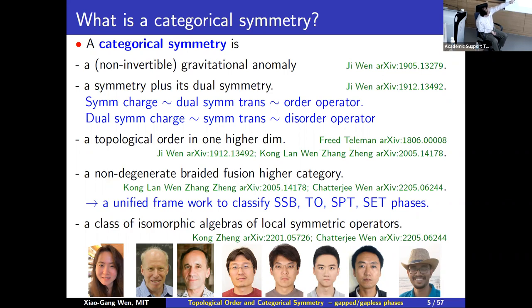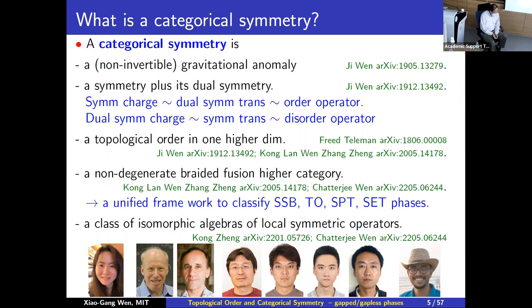Because a gravitational anomaly is a question of topological order in one higher dimension, categorical symmetry actually is a topological order in one higher dimension. I'm going to use this mostly. And topological order in one higher dimension actually is a non-degenerate fusion category, or MTC. So this is also the same thing. And it's also an equivalence class of the algebra of local symmetric operators. So mainly I will be presenting this point of view, and also this topological order in one higher dimension point of view. So there are many different ways to look at categorical symmetry.